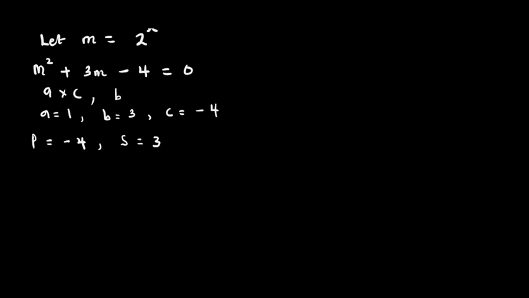So all the factors of minus 4 are 1 times minus 4. We have 2 times minus 2, and we have 4 times minus 1. These are the products of minus 4. However, we need to add these factors together to get 3.